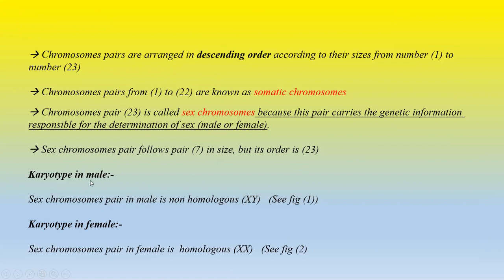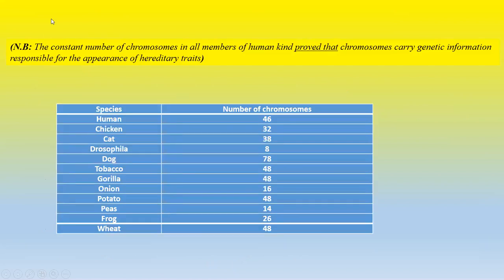Okay, what is the karyotype in male? If they ask me for the karyotype in male, I will say that the sex chromosome pair in male is known as a non-homologous pair, X and Y. Non-homologous means not similar to each other: the X is big and the Y is small. While the karyotype in female is a homologous pair. Why? Because they are X X. Okay? Now, as I told you, each species has a different number of chromosomes than the other.